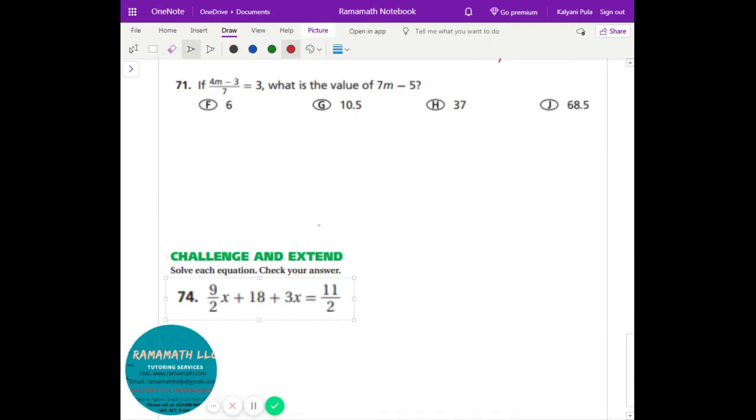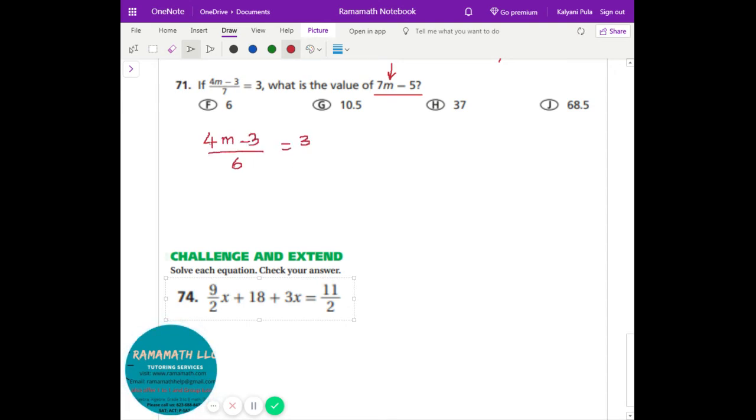Good work. Obviously, I need to find 7m minus 5. To get that, I need to know what's m. So if I don't know the m right here, first what I need to do is get the m from this. So one thing I know, 4m minus 3 over 6 is 3.